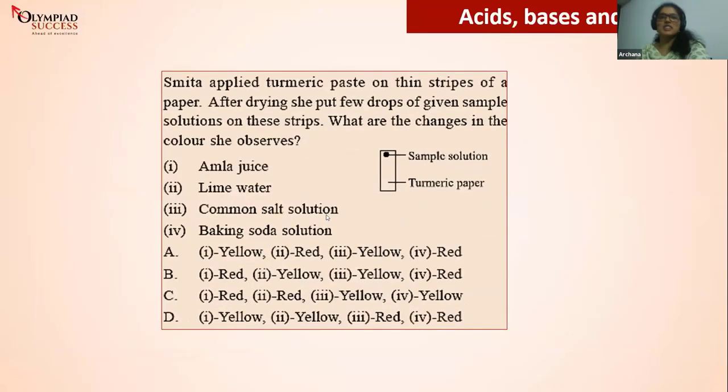Okay, the next question. Smita applied turmeric paste on thin strips of paper. After drying, she put a few drops of a given sample on these strips. She has a turmeric paper and she put some amount of sample solution. So she used amla juice, lime water, common salt, and baking soda. What will be the colors which will appear on the turmeric paper when these substances are used?